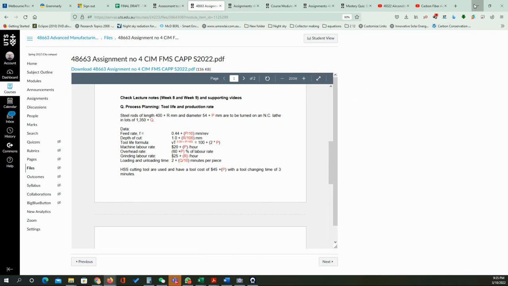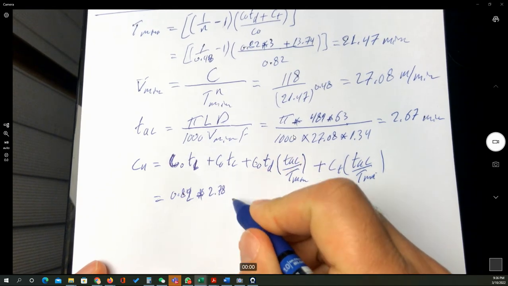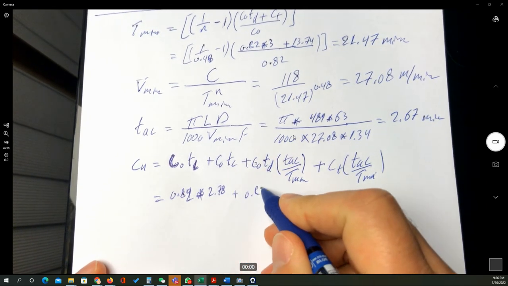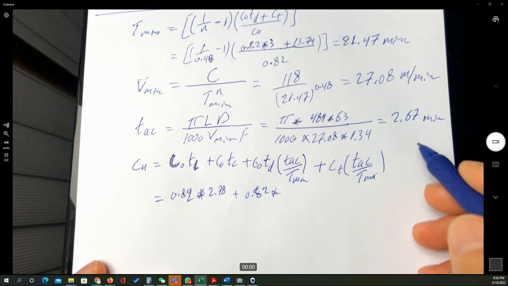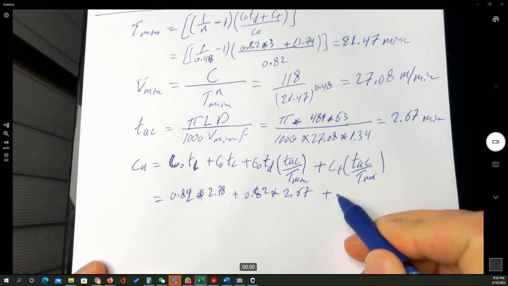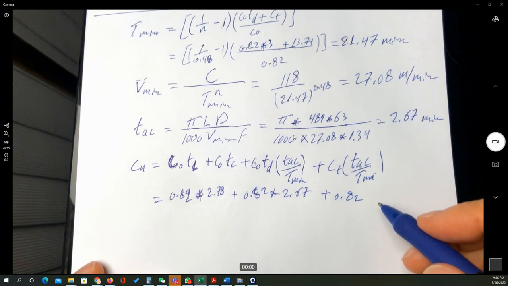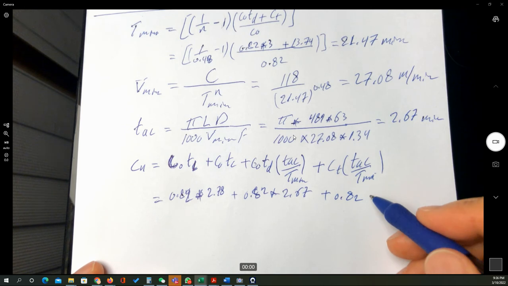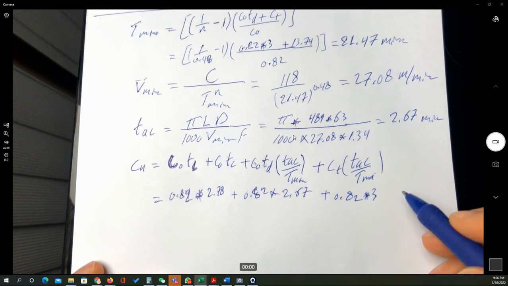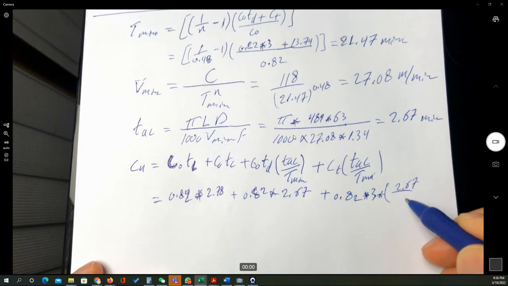2.78. Okay, so I will multiply that by the CO, which is 0.82, 2.78 minutes plus the CO, which is 0.82, multiplied by this time, 2.67, plus the 0.82. Sorry, the writing is not that neat, but actually it is much better than what some of the students submitted as the assignment. Sorry for that. And I know this is actually a mini joke, but anyway, the TAC, which is the 2.67, divided by the minimum tool life, which was 21.47.